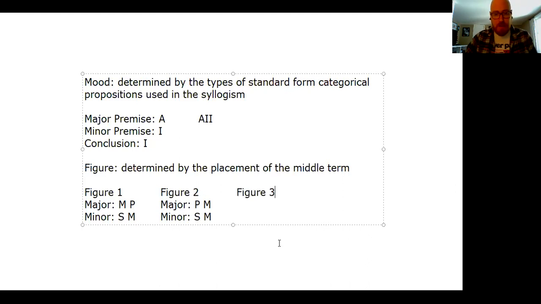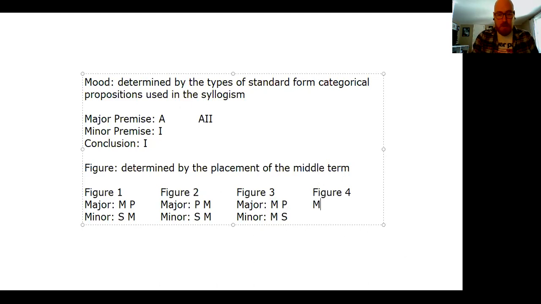Okay, figure 3. In figure 3, the middle term is the subject term of both premises. So in figure 3, the middle term will be the subject term of the major premise. It will also be the subject term of the minor premise. The only other possible combination is figure 4.